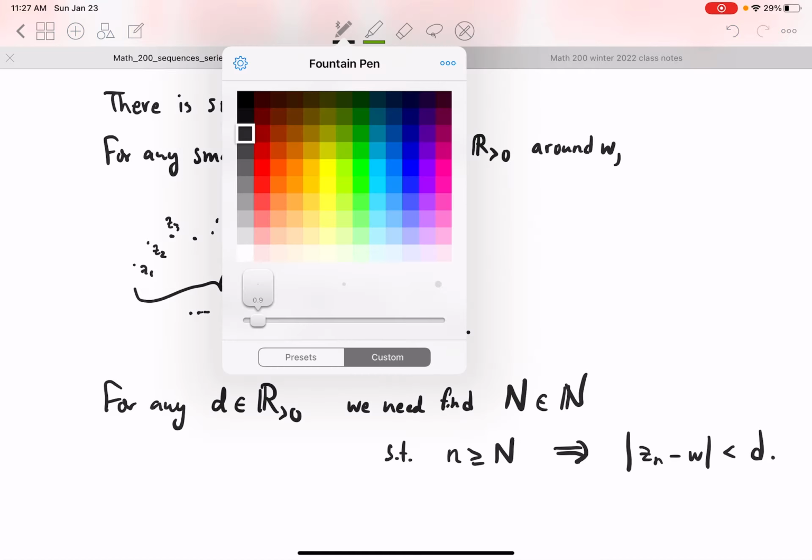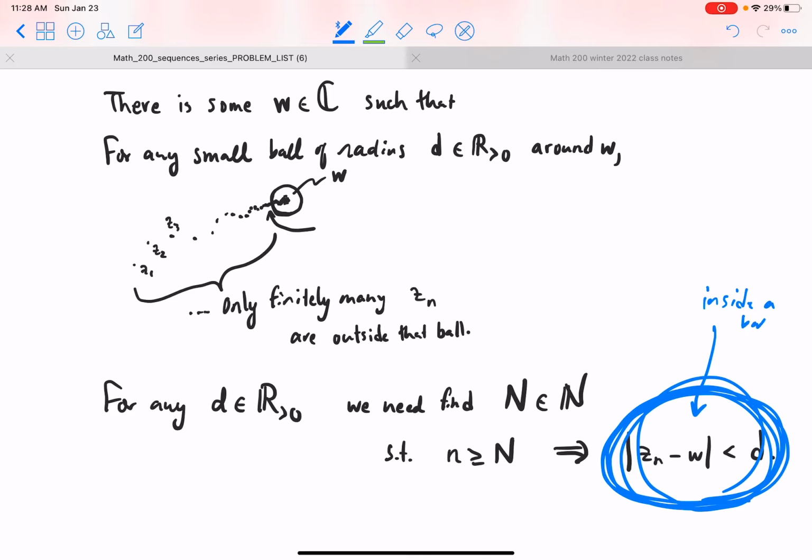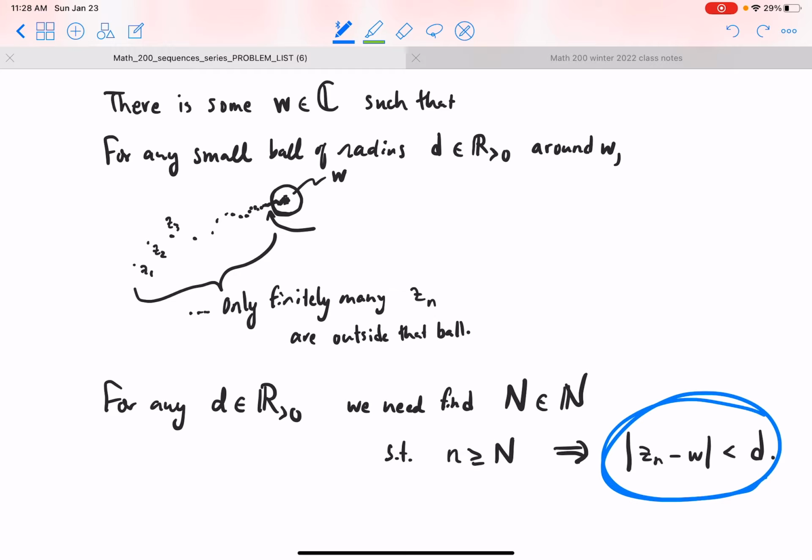Now note, what's really important here is that I can fluidly go back and forth between my picture of being inside a ball and this formula. This formula means inside a ball centered at W. It has that meaning, and you need to be able to fluidly go back and forth and just know that this formula means that z sub n is inside a ball of radius d of W, okay?